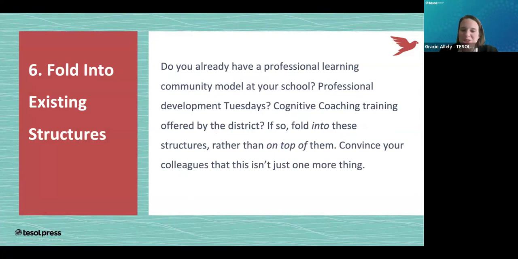Number 6 is to fold into existing structures. Do you already have a professional learning community model at your school? Professional Development Tuesdays? We have many SWELL coaches who just join in with the PLCs. And that is how they deliver their coaching and professional development. We have other coaches who just do large group professional development. Their district has set days every year that are dedicated to that, and the SWELL coach does some of those. And so just fold into the existing structures rather than on top of them. This will help convince your colleagues that this isn't just one more thing. This is something to support what's already happening at your school.